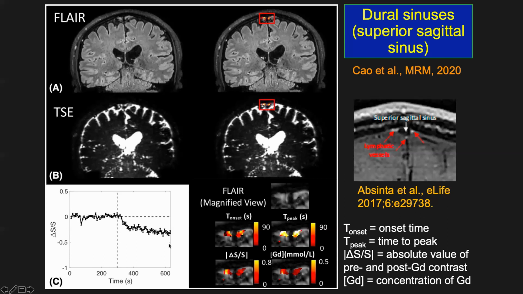Here are 4 parametric maps extracted from this time course. T onset means the time point when signals start to decrease. T peak means the time point when signal comes to steady state. Delta S over S means relative contrast. And the concentration of the GAD can be calculated from this relative contrast.